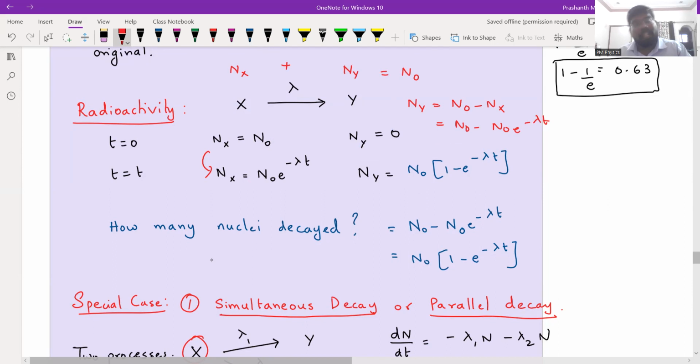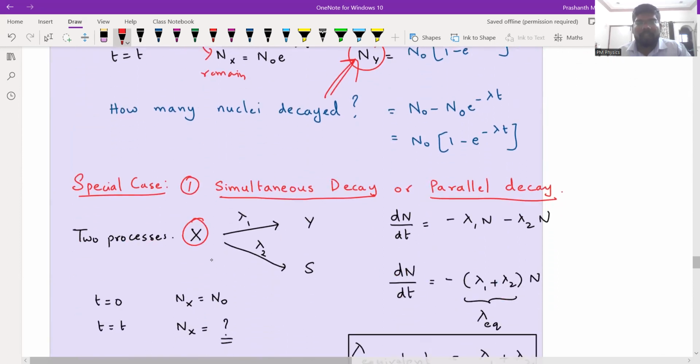How many nuclei decayed? The remaining part is N0 into e power minus lambda t. If they ask how many nuclei decayed, that is again from the initial, you subtract the remaining part. So whatever NY comes out to be is due to the decay only. The number of NY particles also represents how many nuclei got decayed.